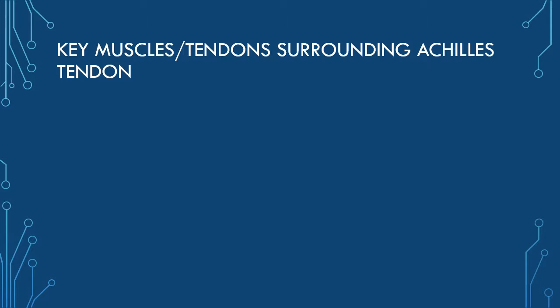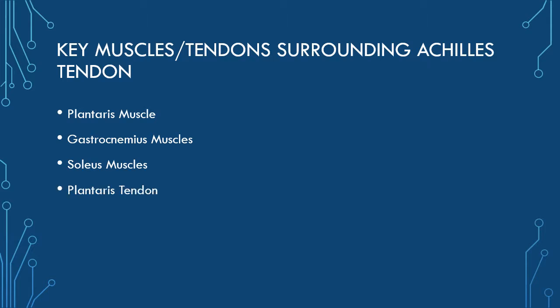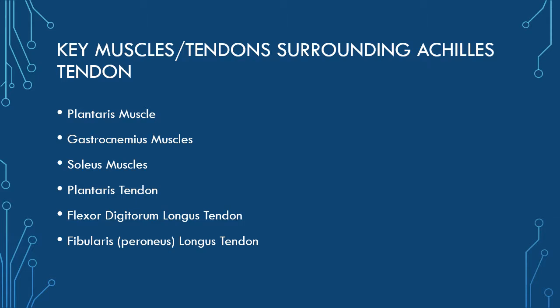So there are 6 key muscles and tendons that surround the Achilles tendon, and they are the plantaris muscle, the gastrocnemius muscle, the soleus muscles, the plantaris tendon, the flexor digitorum longus tendon, and the fibularis longus tendon.